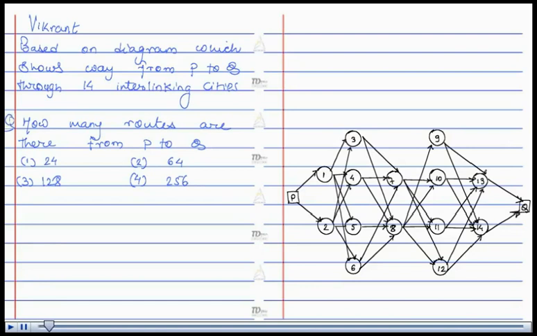Hello, I am Vikrant. The question is, based on the diagram which shows the way from P to Q through 14 interlinking cities, how many routes are there from P to Q?